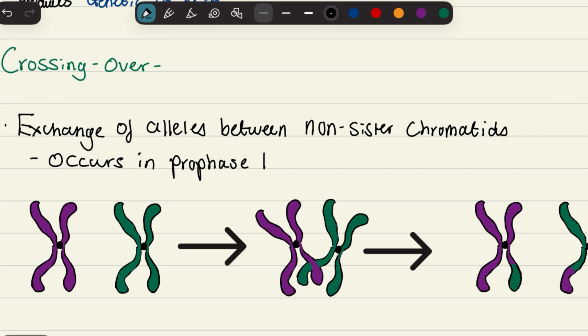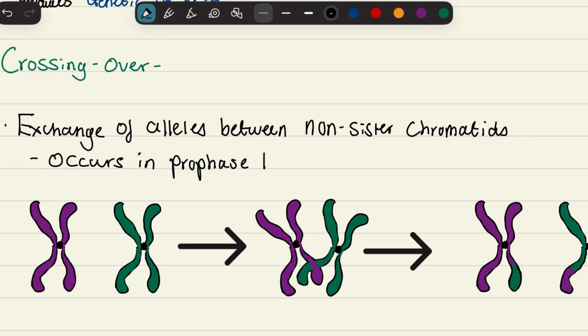First one is crossing over. So define it: exchange of alleles between non-sister chromatids, and we've talked about sister chromatids before, right? In the mitosis video, which you can watch on the channel. Now, crossing over happens in prophase one. So we know prophase, your nuclear envelope dissolves, chromosomes decondense, etc. That's when this is happening.